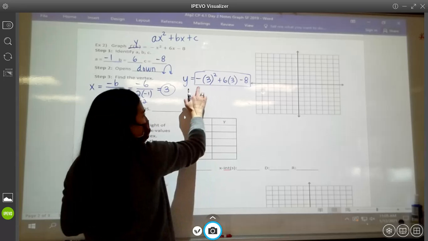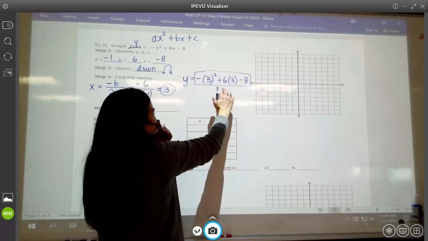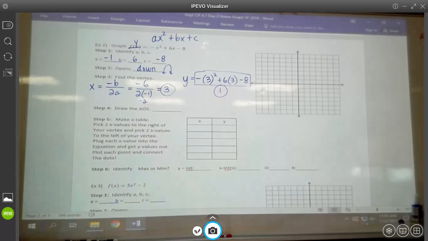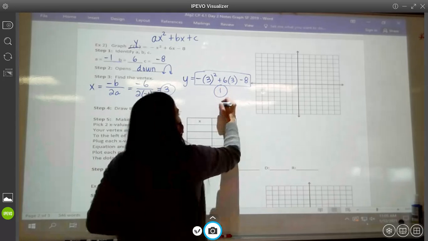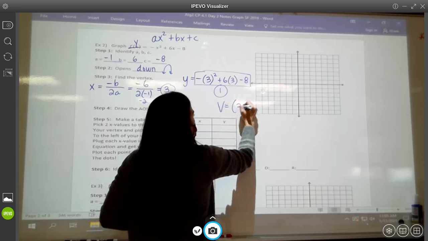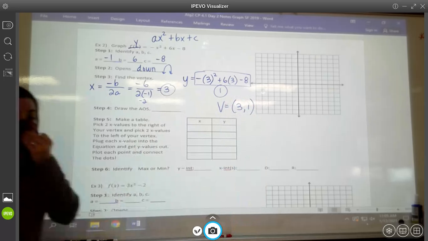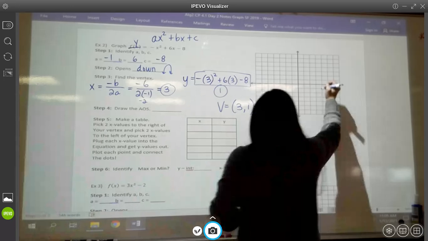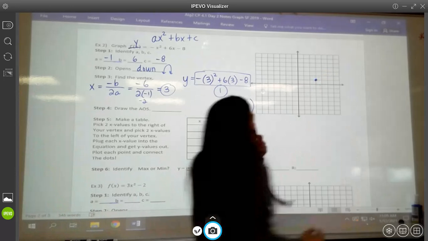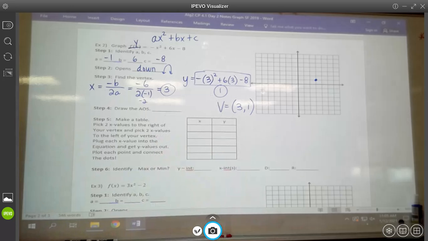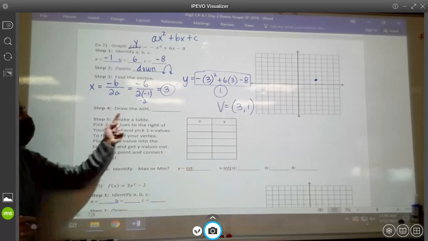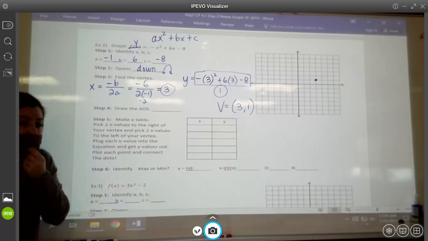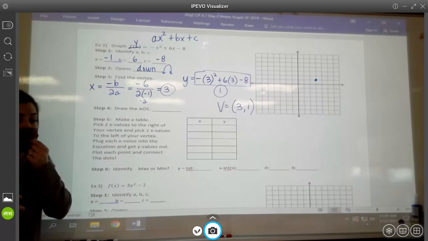That's going to be 9. That's going to make it negative 9. Plus 18 is 9, minus 8 is 1. So now you know 1 is the y-coordinate of your vertex, which makes your vertex the point (3, 1). So the minute you start finding information out, guys, put it on the graph. Write 3 and up 1. Give yourself a dot. There's your vertex. Okay. Now they want you to draw the AOS, that invisible vertical line that's going to cut your parabola in half and go straight through your vertex.